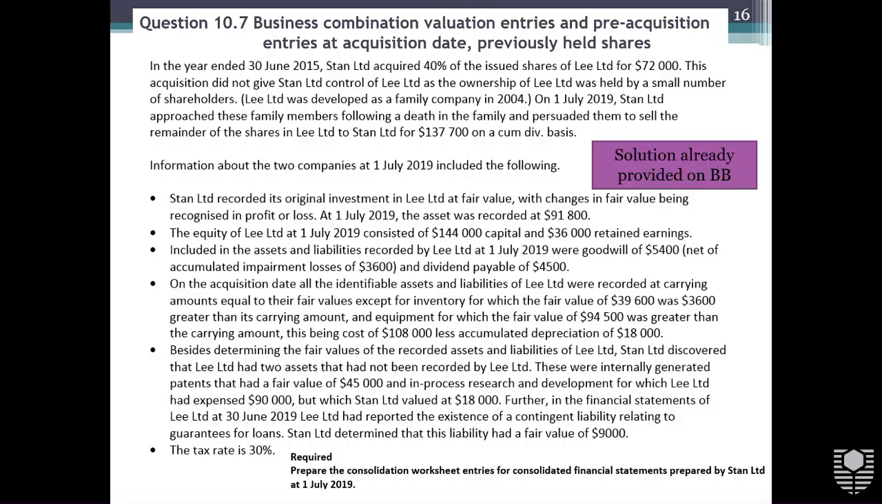Besides determining the fair values of the recorded assets, there were also two assets not recorded in the subsidiary. These were internally generated patents with a fair value of 45, so we've got to add them to the acquisition analysis. In-process research, which had been expensed at $90,000, had been fair valued at 18. So the 18 is what we're going to include in our acquisition analysis, because that's the fair value. Further, there was a contingent liability with a fair value of 9 that we're going to have to account for. There's a tax rate of 30%.